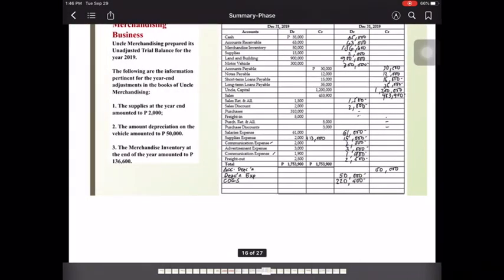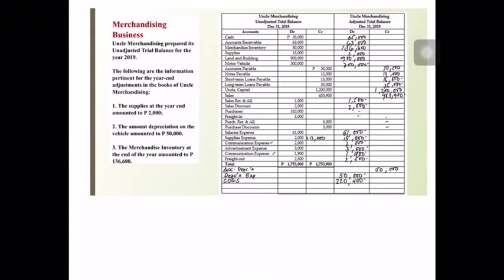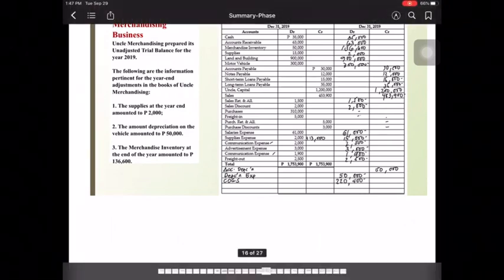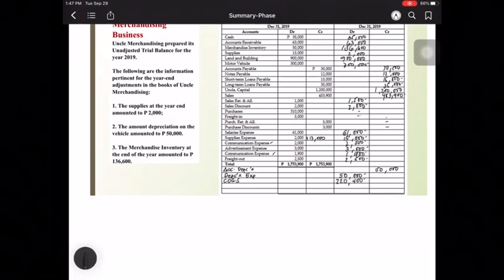This is a trial balance. Therefore, if we total the amounts of your debit side and your credit side, we should still come up with equal balances for debit and credit. So let's try, because if they did not equal, we may have done something wrong along the process. So let's total.